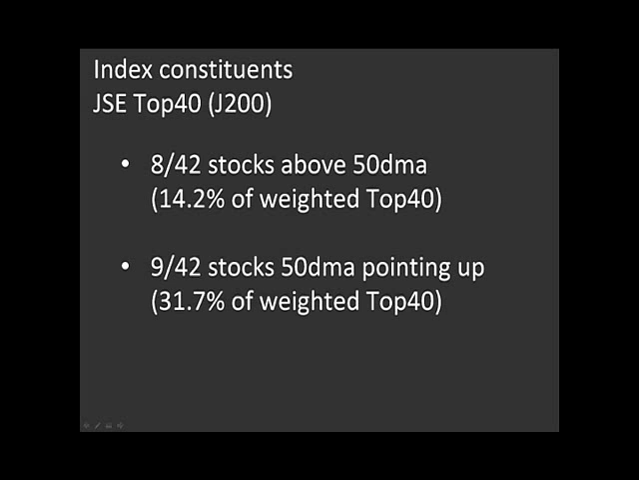And then in terms of the stocks with the 50-day moving average pointing up or pointing down, you've got 9 out of 42 with the 50-day moving average pointing up, meaning therefore that there are 33 stocks that have their 50-day moving averages pointing down. In terms of weighting, that is almost 32% of the top 40 index. And the reason for that big discrepancy is because the part of the stocks that do still have 50-day moving averages pointing up are Richemont and Naspers. Those two collectively make up more than 20% of the top 40's weighting.